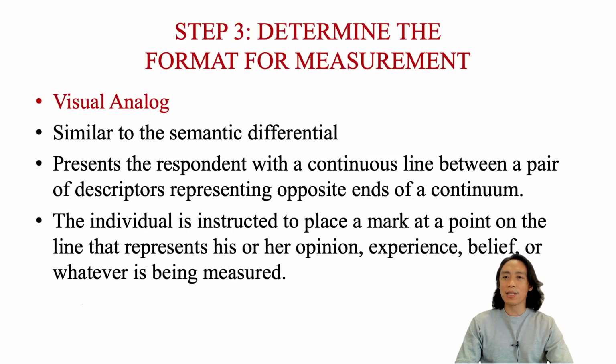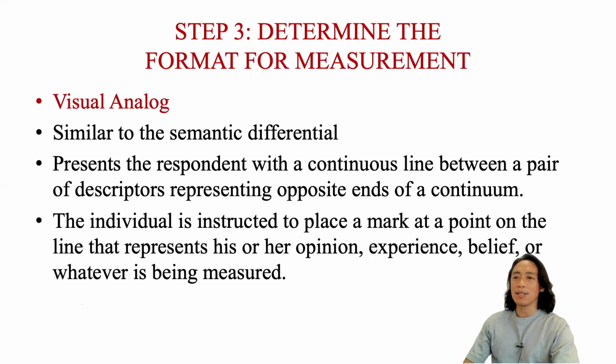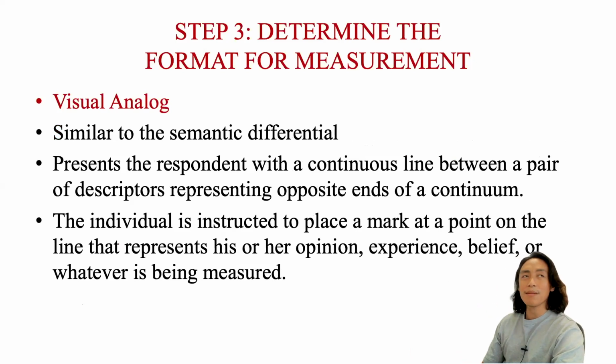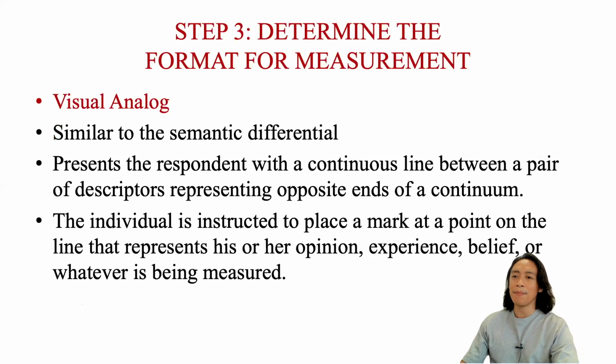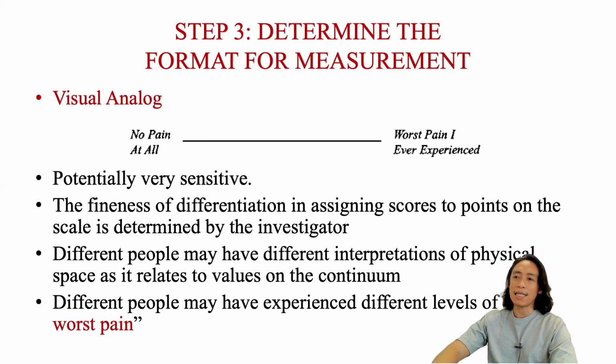Another type of scale would be the visual analog. It's quite similar to the semantic differential scale. Here we present the respondents with a continuous line between a pair of descriptors representing the opposite ends of a continuum. The individual is instructed to place a mark at a point on the line that represents his or her own opinion, experience, belief, or whatever is being measured. And here is an example of a visual analog.